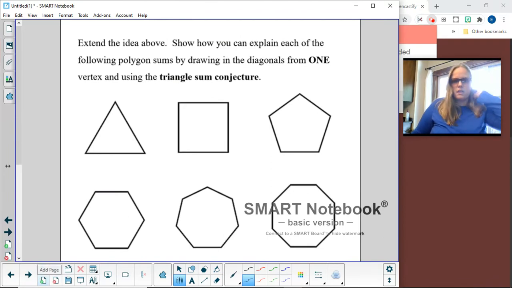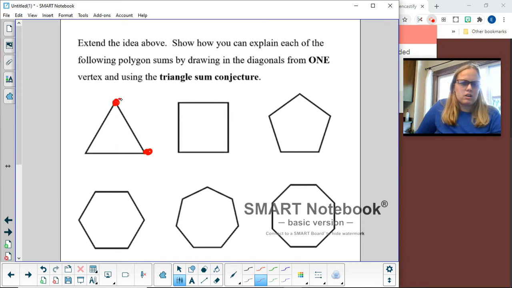All right, now there's another way to find the polygon sum based on the number of diagonals. So what we're going to do is draw in all of the diagonals in each of these polygons. Now remember, a diagonal connects two non-consecutive vertices. So on this triangle, these two vertices right here are already connected. So I cannot connect them again with a diagonal.